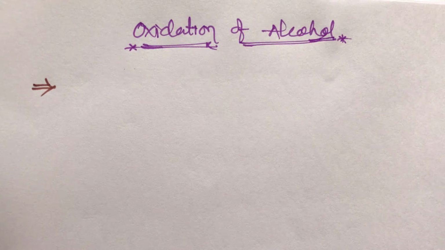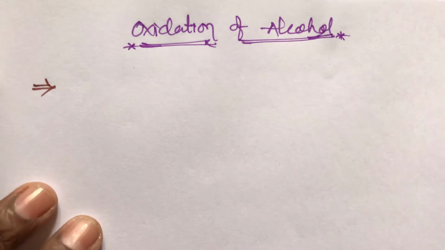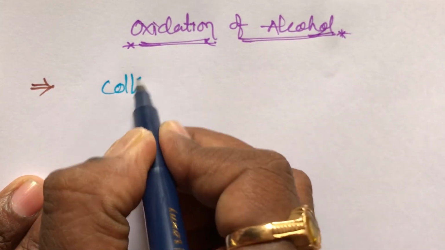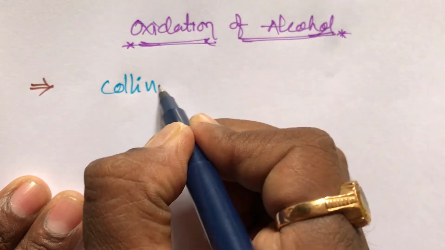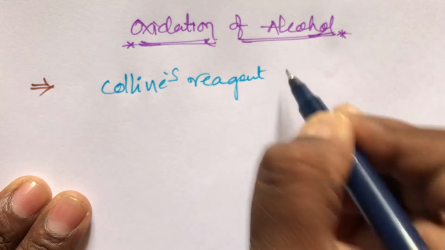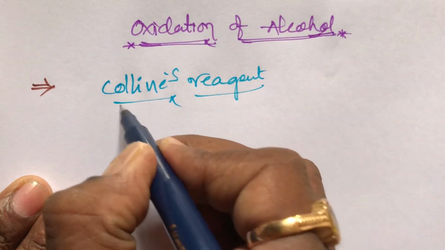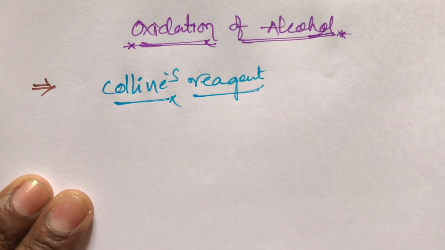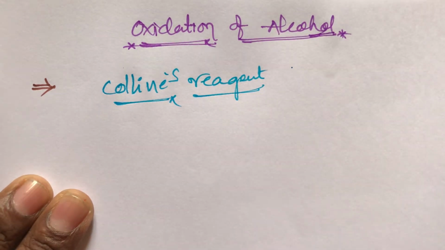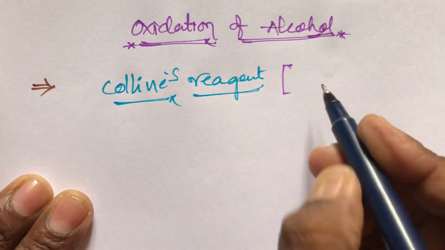Hi students, next continuation, that is oxidation of alcohols with Collins reagent. Next reagent, that is Collins reagent. What is Collins reagent? What is the formula of Collins reagent?